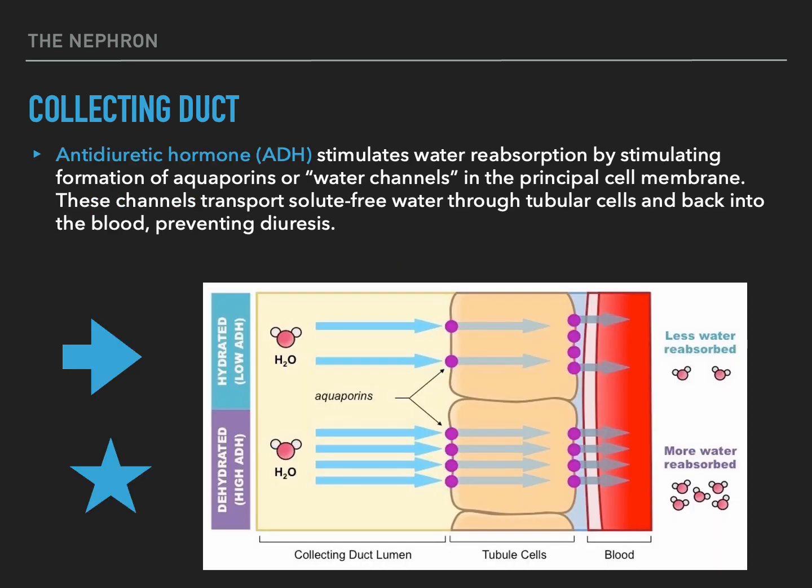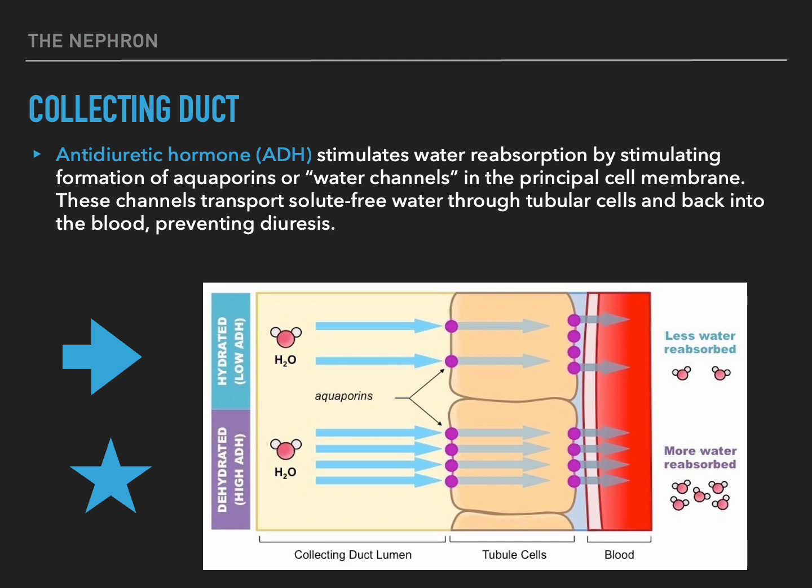This is a close-up look at how antidiuretic hormone affects the principal cells in the collecting duct. Antidiuretic hormone stimulates water reabsorption from the urine back into the bloodstream by stimulating formation of aquaporins or water channels in the principal cell membrane. These channels transport water through the tubular cells back into the blood, preventing diuresis, hence the name antidiuretic hormone.